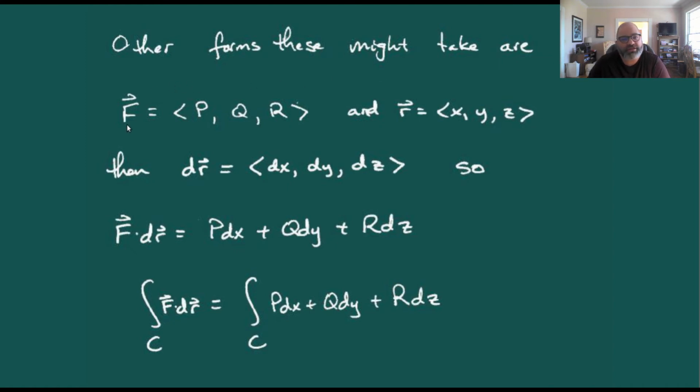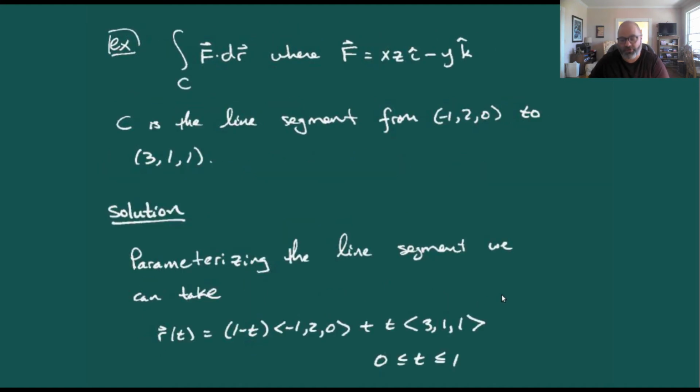Other forms that these things might take: if our vector field f has component functions P, Q, and R, and our position is x, y, z, then dr becomes our differentials dx, dy, dz. So f dot dr has the form P dx plus Q dy plus R dz, and our line integral over C of f dot dr then takes the form of a line integral of P dx plus Q dy plus R dz.